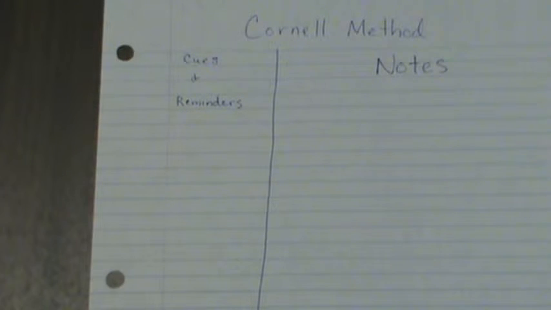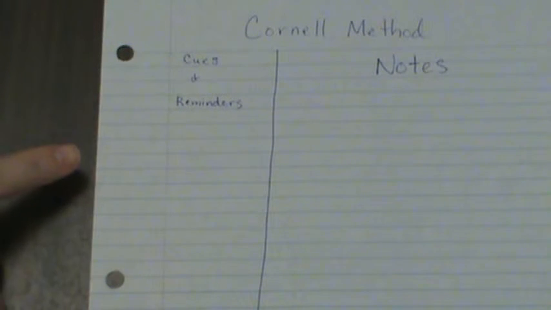The second method that I want to talk about today is called the Cornell method of note-taking, and this is frequently used in both lecture time and with textbooks. And the way that this works is that you actually set your paper up beforehand to be divided into sections that are going to make it easier for you to record your notes.